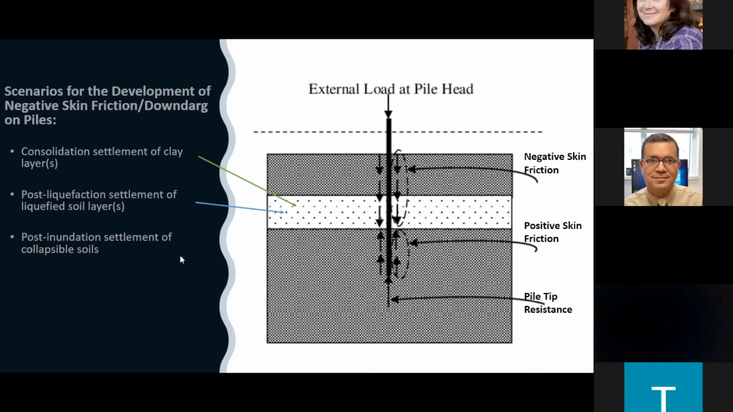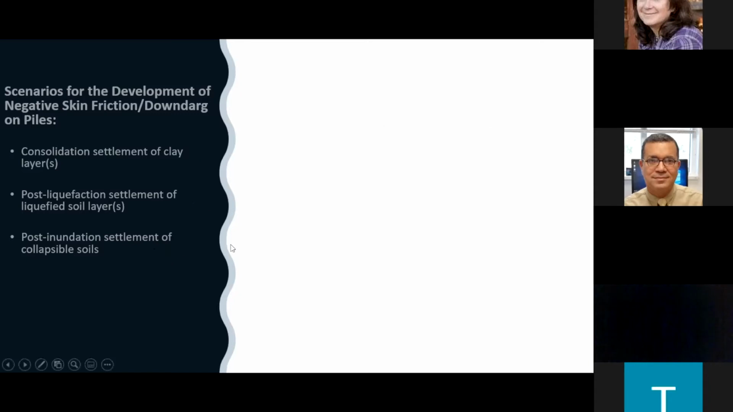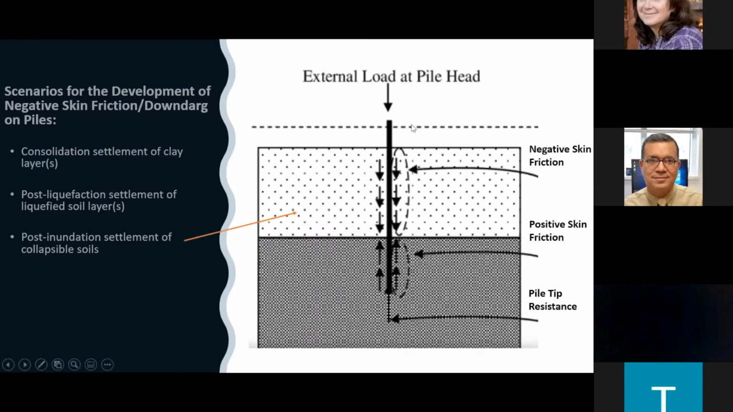The last scenario that we are talking about is the one that we are handling in our research, which is when we have collapsible soil. When we have collapsible soil and that layer has been inundated, in this case, again, we have a considerable amount of settlement. The soil is going to settle more than the pile: negative skin friction, down drag force. Okay, now we can see the problem clearly.